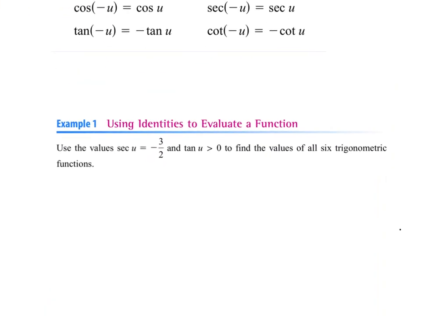All right, let's look at our first example. For example 1, we've seen this in chapter 4. It says use the values of secant u is equal to negative 3 over 2 and tangent u is greater than 0 to find the values of all 6 trig functions. To find all 6 trig functions, we need to use our x, y, and r.